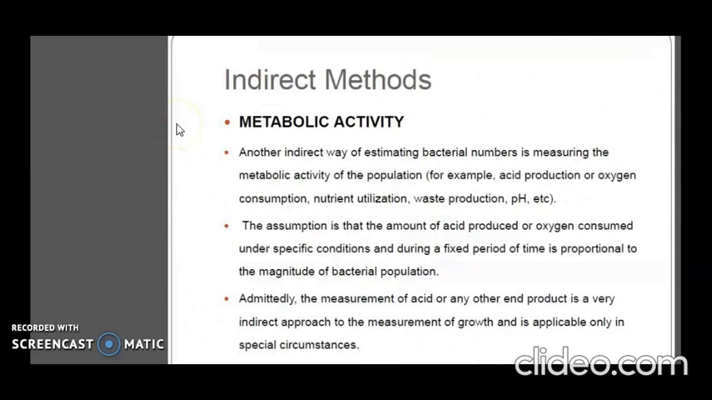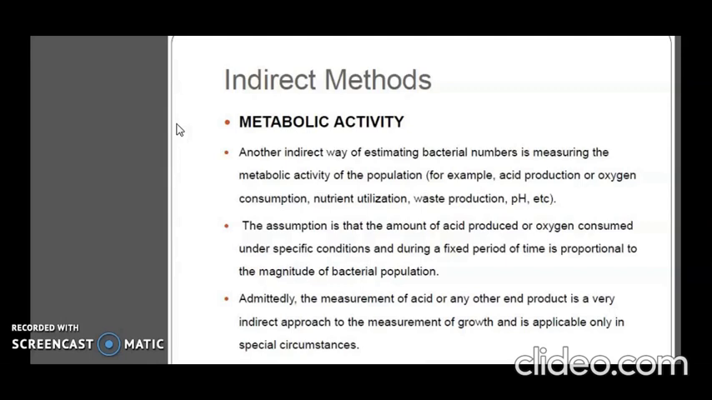Next method is the determination of cell activity. It consists of indirect method of estimating bacterial numbers by measuring the metabolic activity of the population, for example, acid production or oxygen consumption, nutrient utilization, waste production, pH, etc. The assumption is that the amount of acid produced or oxygen consumed under specific condition and during a fixed period of time is proportional to the magnitude of bacterial population. It's like the amount of acid produced is proportional to the magnitude of the cell suspension.